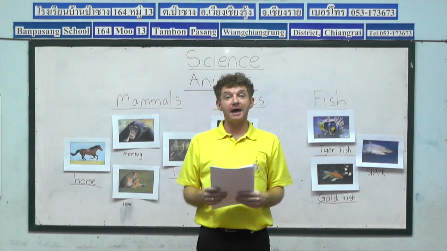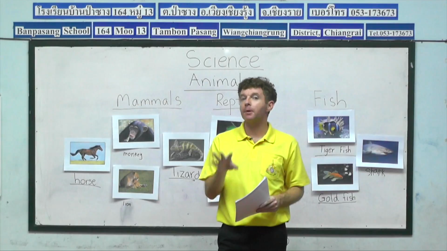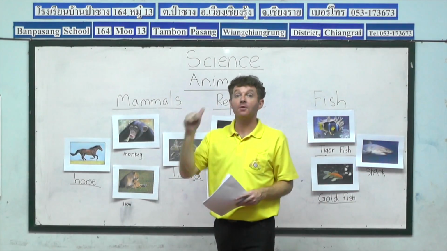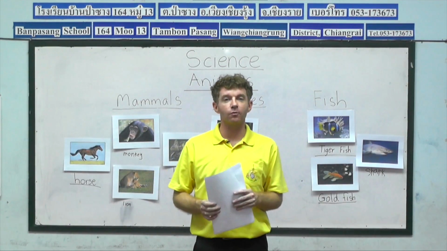And that's all we've got time for today. So we hope you've enjoyed the lesson and now understand about 3 of the main categories of animals: mammals, reptiles, and fish. And we'll see you again soon for the next lesson.